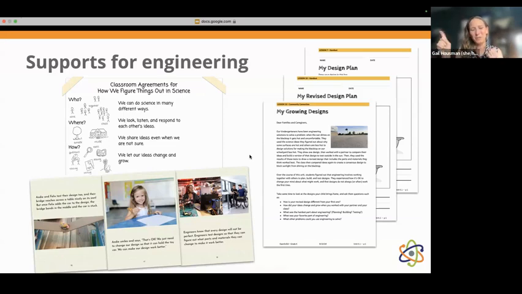There's a community connection at the end of the unit where kids get to take home the 2 drawings that they made and say, this is the first one that I did, and then this is the one I made for my revised design after we learned from the testing, and they can celebrate that with one of their adults.